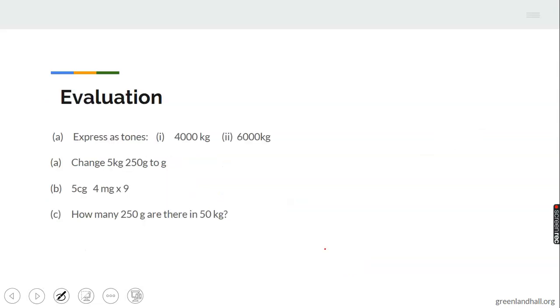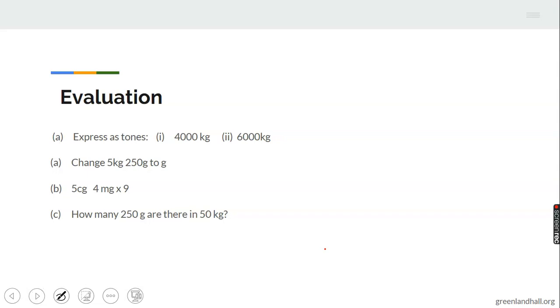That's very good. Now let's see what we have been able to do. I want you to get your biro now and quickly solve for me. Express as tons. Number 1, 4,000 kilograms. What will it give us in tons? You know what to do? Good. I know it's very simple.